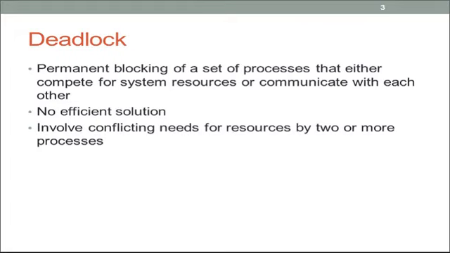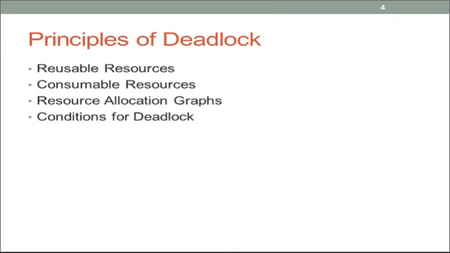In this case, the various resources required by the processes are conflicting, which causes this deadlock to occur. And this deadlock causes various problems. To understand deadlock as a concept, we have four principles. So let us see these principles in the next slides. The first principle is reusable resources, the second is consumable resources, the third is resource allocation graphs, and the fourth is conditions for deadlock. We will see these in the next slides.